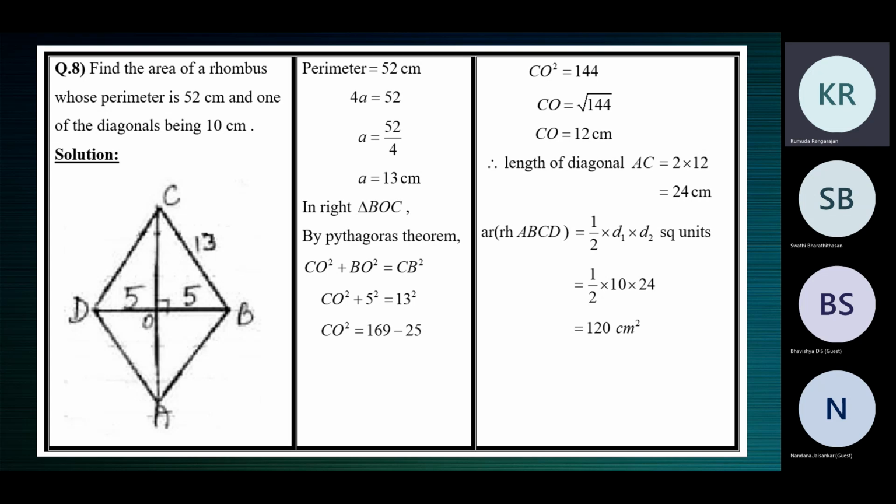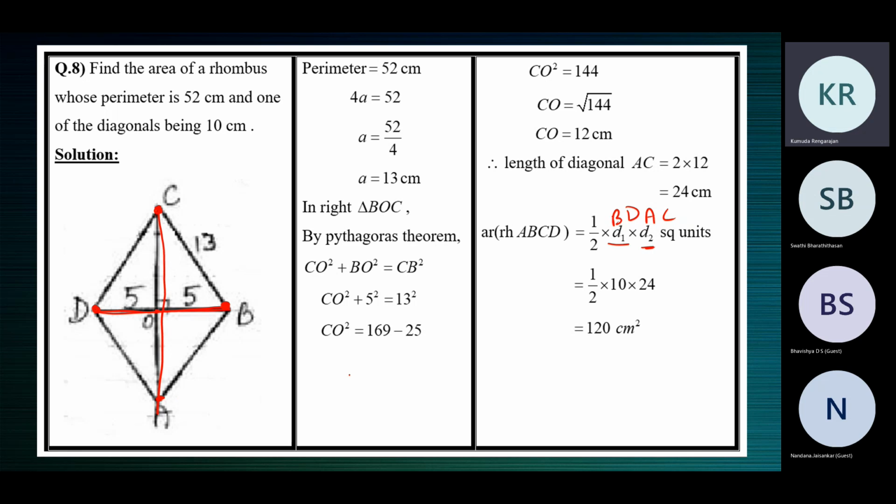Okay. What's D1, D2? D1 is the length of one diagonal, so I have taken it as BD. And D2 is the length of the other diagonal, AC. What's the length of BD? You should not take 5. 5 is not the length of the diagonal. The length of the diagonal is from here to here. The length of one diagonal is 10 centimeters. And the length of the other diagonal from here to here is 12, and this is another 12. So 24.